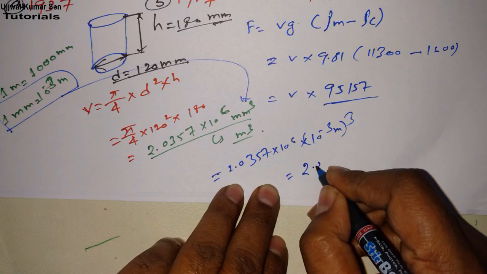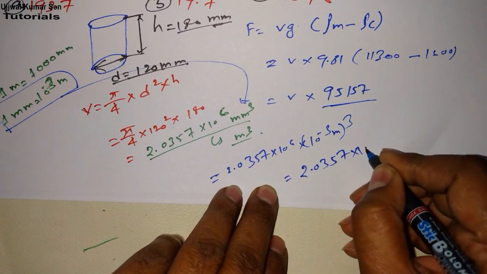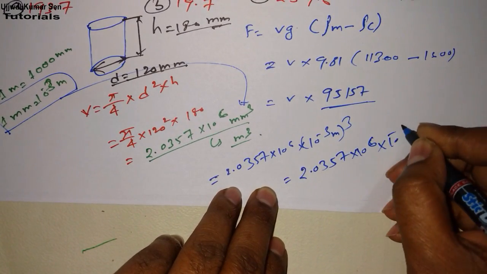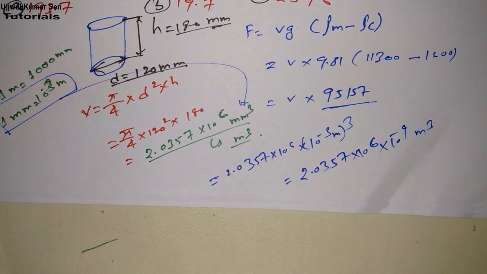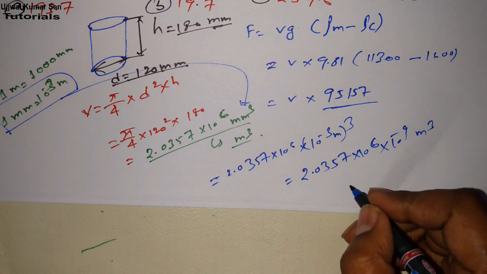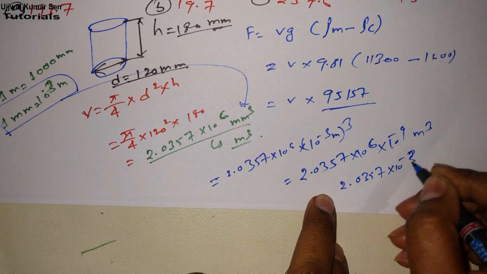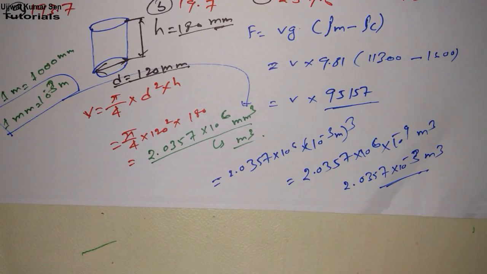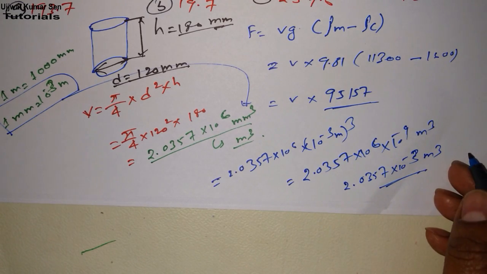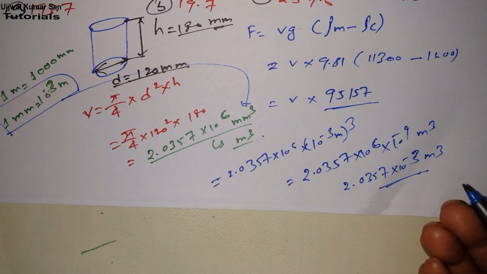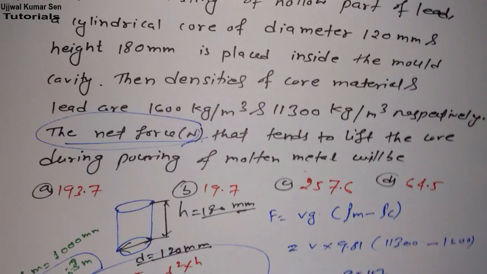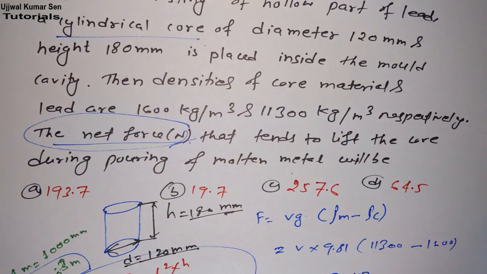So what we got is 2.0357 into 10 to the power 6 into 10 to the power minus 9 meter cube, right? Now we just need to add the exponents. So 2.0357 into 10 to the power minus 3 meter cube. This is in meter cube. That means this is volume. Whose volume is this? This is the volume of the cylindrical core. I hope you understand it.